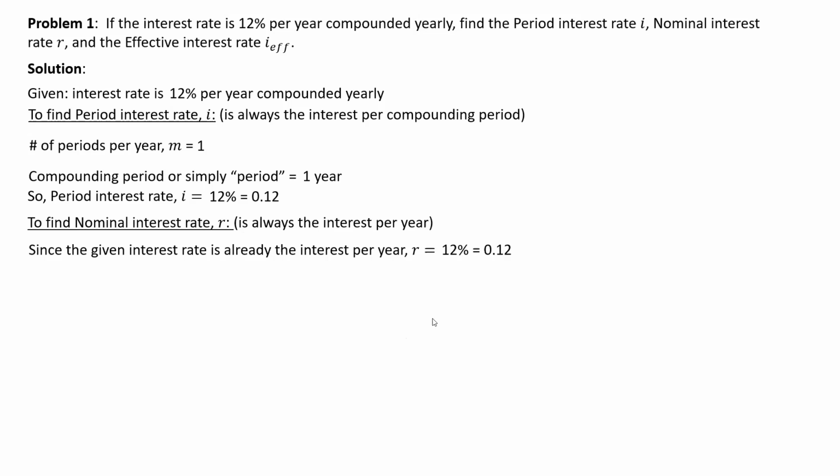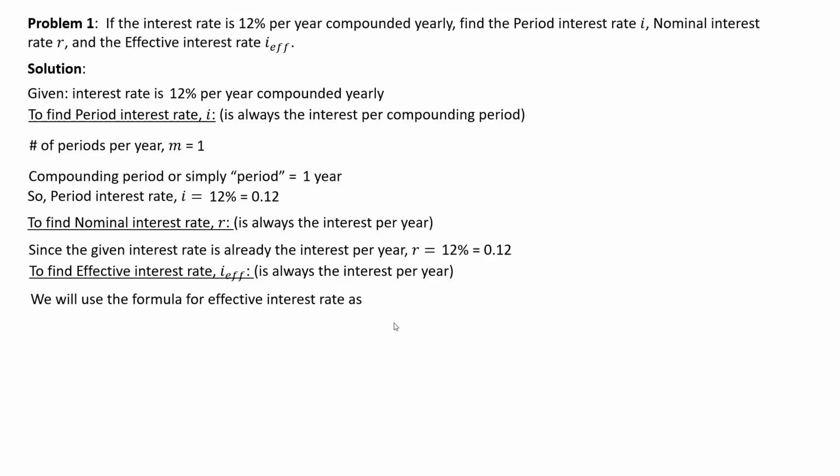And how about the effective interest rate? Once again, effective interest rate is also always per year. The period interest rate may change: it may be a year, a month, a second, and so on. Whereas the nominal interest rate is always per year, and so is the effective interest rate.